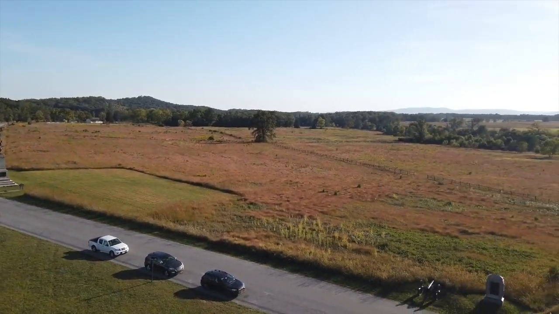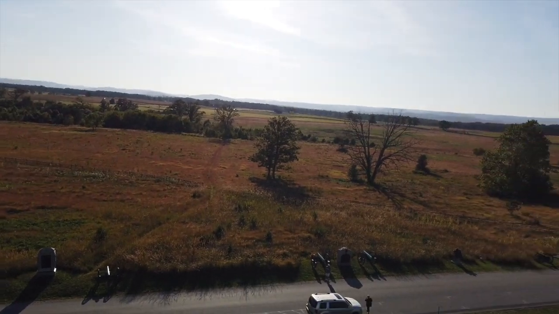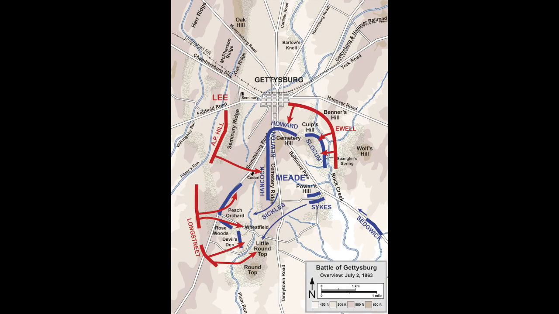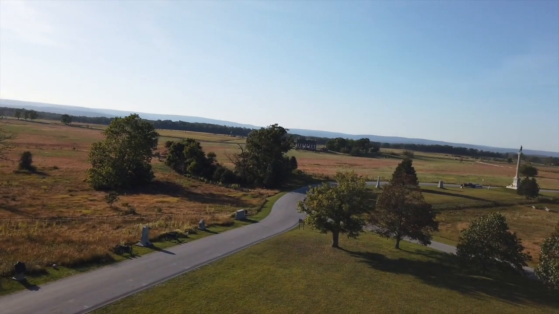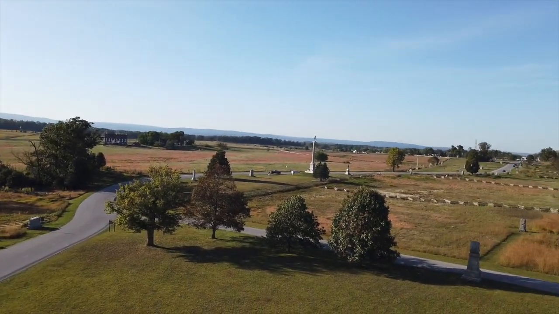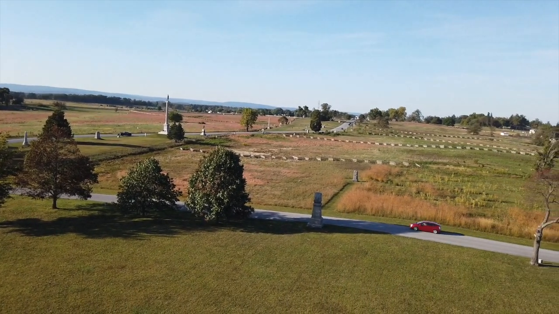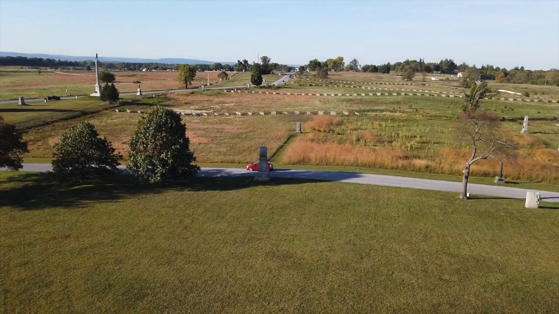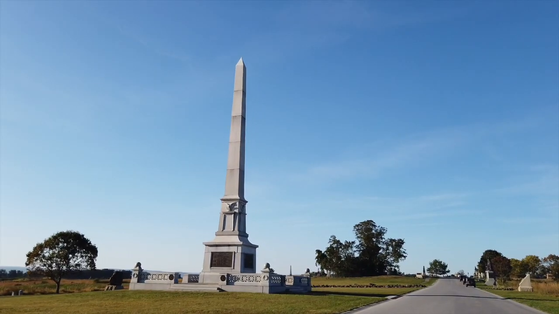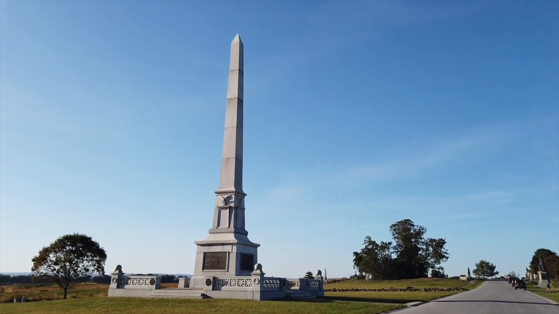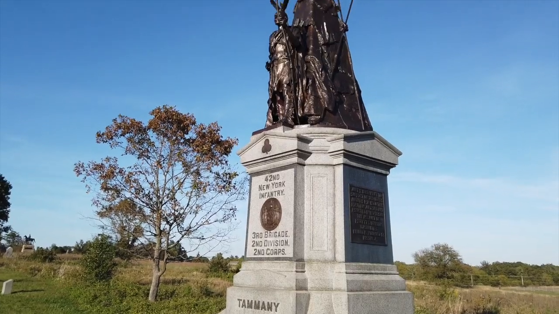On the third day of battle, fighting resumed on Culp's Hill and cavalry battles raged to the east and south. But the main event was a dramatic infantry assault by 12,500 Confederates against the center of the Union line on Cemetery Ridge, known as Pickett's Charge. The charge was repulsed by Union rifle and artillery fire at great loss to the Confederate Army.